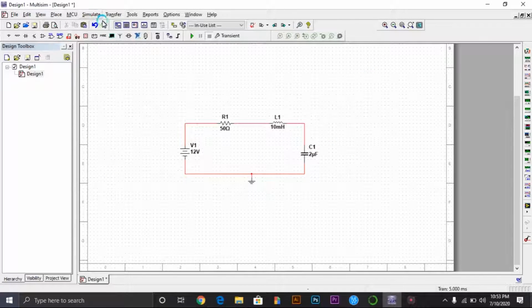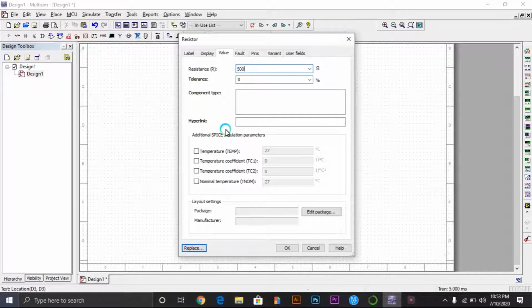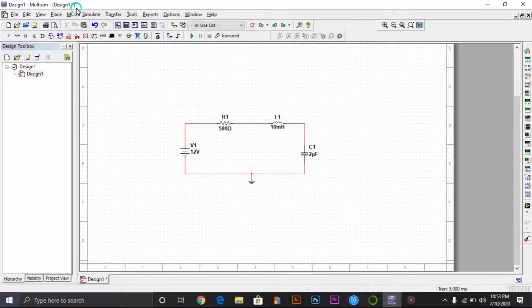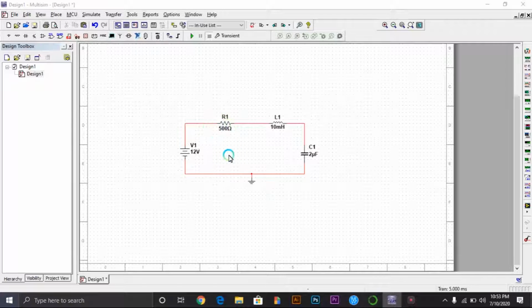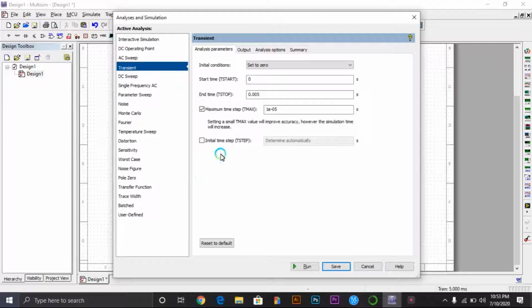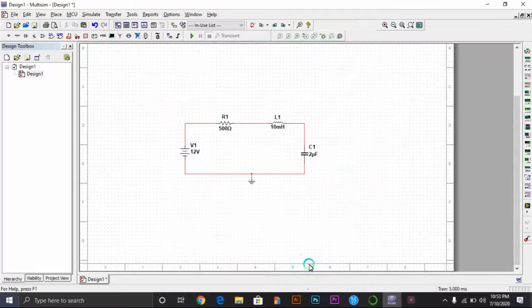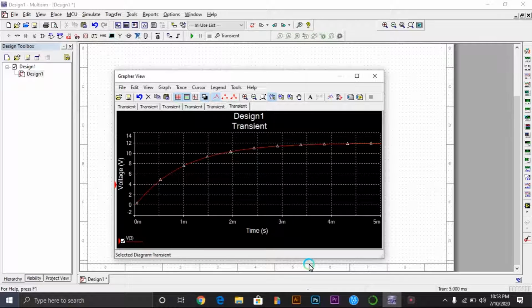Okay, let's see the overdamped response. For overdamped response, R should be greater than the formula given. Now you can see the overdamped response. Similarly, the critical response.